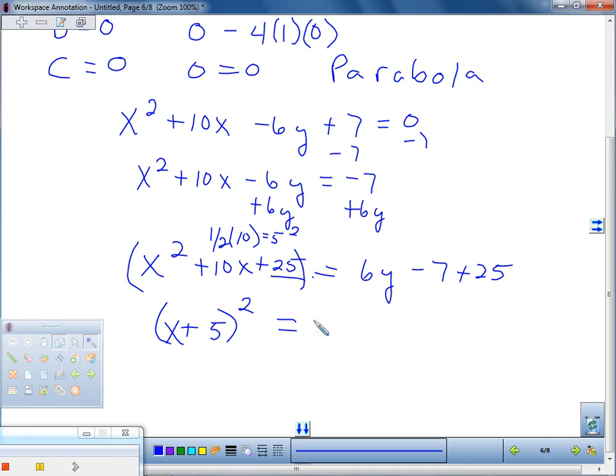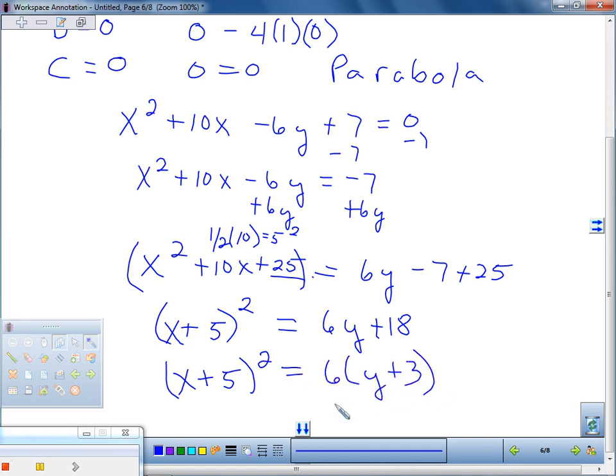Now I'm going to go ahead and combine the negative 7 and the 25, and we end up with 18. So we end up with 6y plus 18. Now the only other thing we're going to do is just factor out the 6, so that we end up with x plus 5 squared is equal to 6 times y plus 3. And that's the standard form of our parabola.